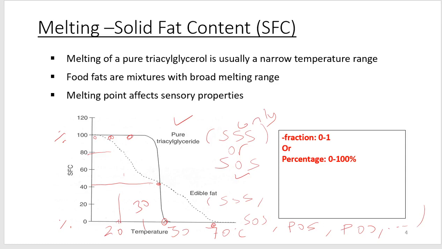So this graph is important. The solid to liquid ratio at a certain temperature is important for particular food applications. It strongly influences the efficiency of the production process and the final properties of many fatty foods. Okay, let's continue.